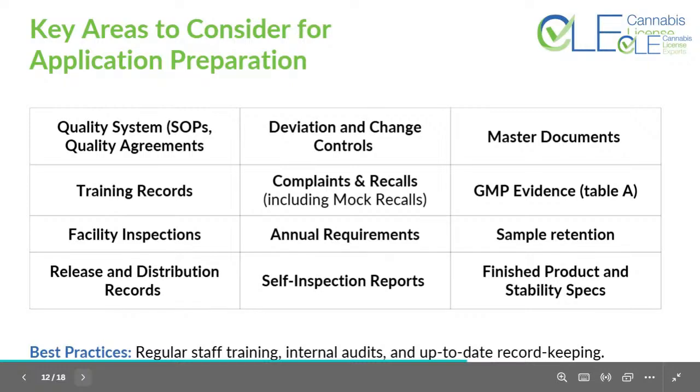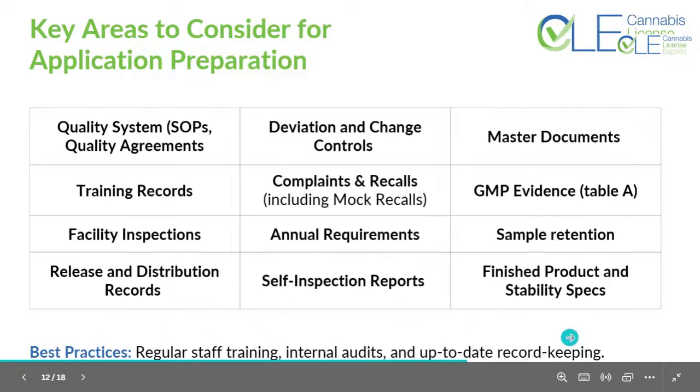And where I have seen a lot of people get held up is that they just haven't really tightened and dialed in on their deviation, change controls, and recall procedures. There will be various annual requirements that you have to maintain. Doing in-house self-inspection reports and keeping logs of the results of those self-inspections also will help during any reviews, your master documents, any GMP evidence that's outlined in the table within the application itself, how you're doing your sample and documentation retention, and then what your finished product and stability specs are and how they apply to your sample retention.